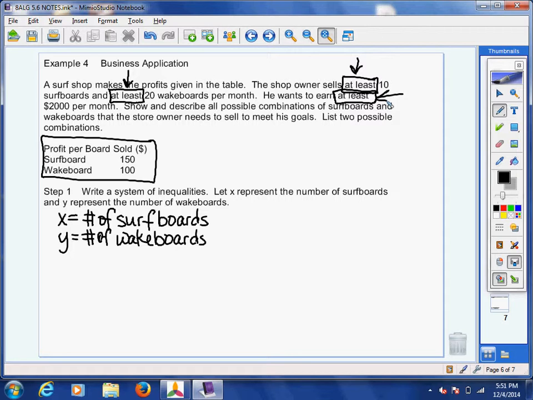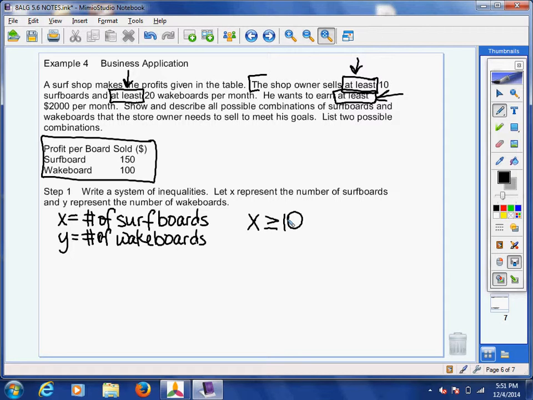Let's start with the number of surfboards, okay? Look at the second sentence right here. The shop owner sells at least 10 surfboards. At least is a minimum, okay? At least is not the maximum they sell every month. That's the minimum every month. So remember, X is the number of surfboards, so our first inequality is going to be X is greater than or equal to 10. That's at least 10 surfboards right there.